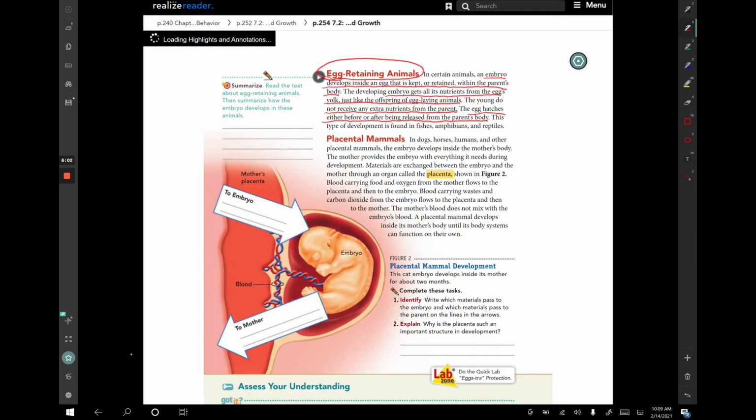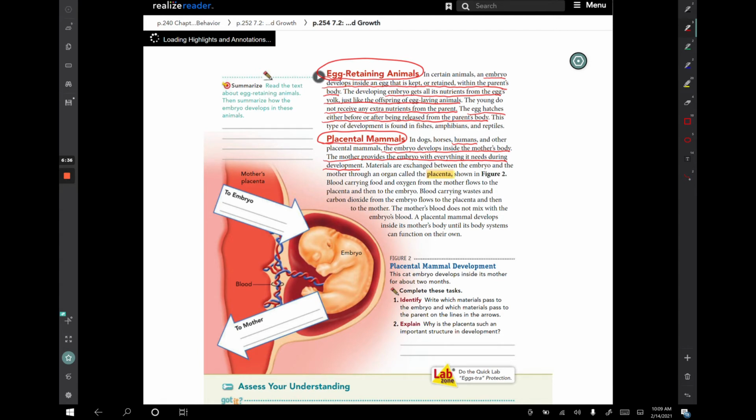Lastly, we're going to look at placental mammals. We, as humans, are placental mammals. Dogs, horses, those types of animals are called placental animals. So what happens is that the embryo develops inside the mother's body. So it's not developing inside an egg, it's just inside the mother's body. And it is the mother's body that provides the embryo with everything that it needs during its development.